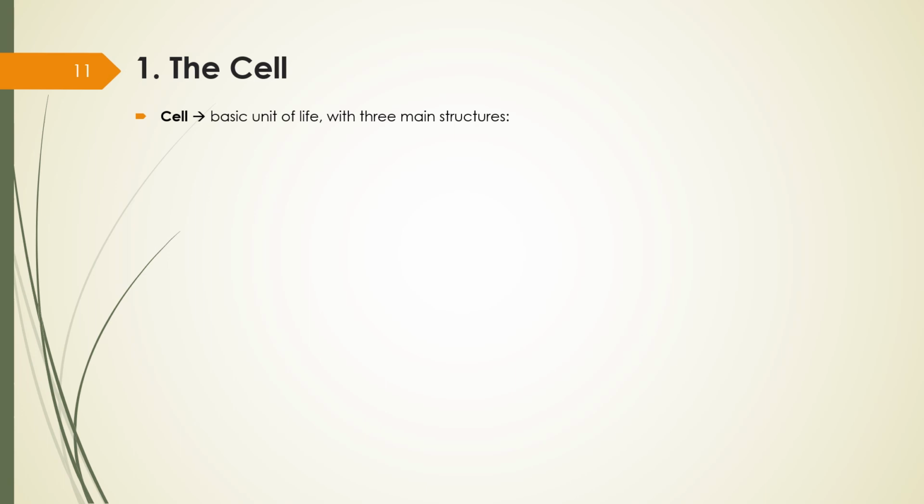Okay, now the summary. The cell is the basic unit of life with three main structures. What are they? Cell membrane. What's the function? Yes, protect the cell and act like a filter for what goes inside or outside the cell. The cytoplasm. What's the function? Yes, create an environment where all the organelles can work properly. Nucleus. What do we have in the nucleus? The DNA. So it's the control center of the cell. The organelles are little organs with a specific function.